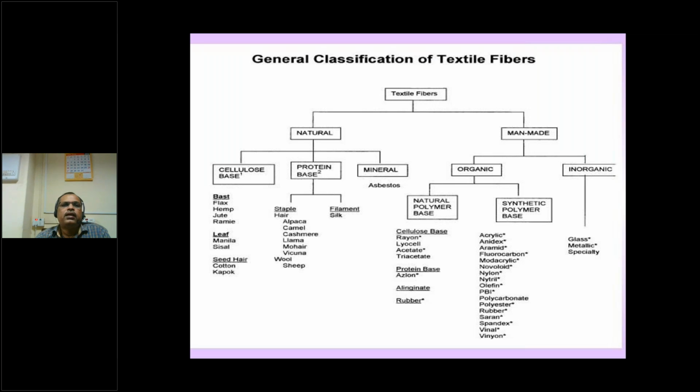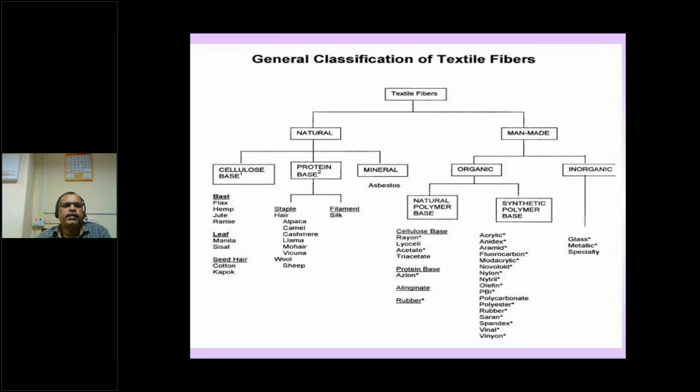So now we will see the classification of textile fibers. Textile fibers are mainly classified into natural and man-made. Among the natural, they are divided into three categories: cellulose base, protein base, and mineral base. So cellulose based fibers include bast fibers, collected from the stem of the plant, that is flax, hemp, jute, and ramie. The flax we know as linen.